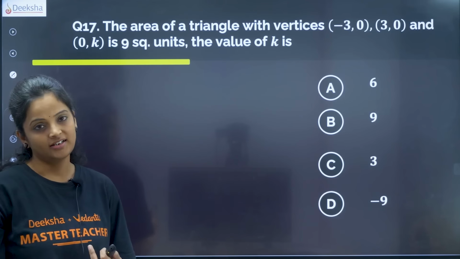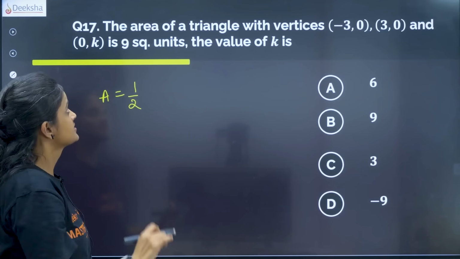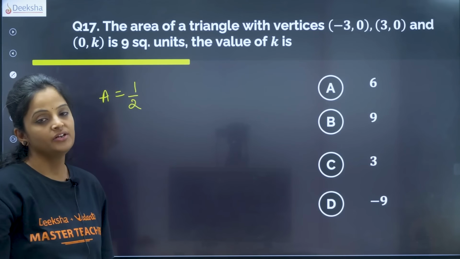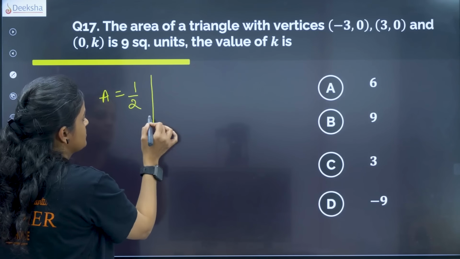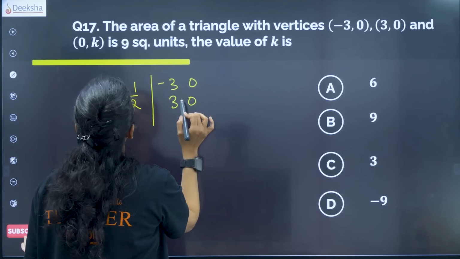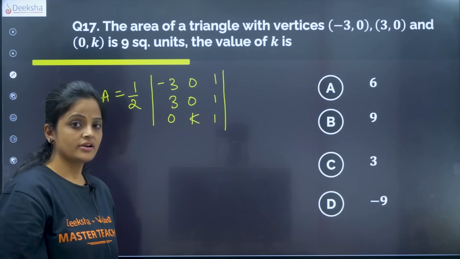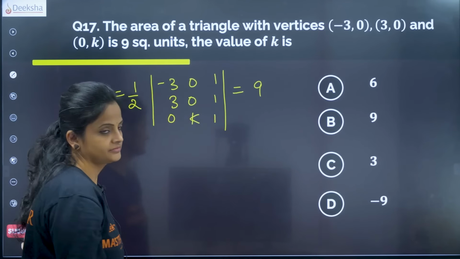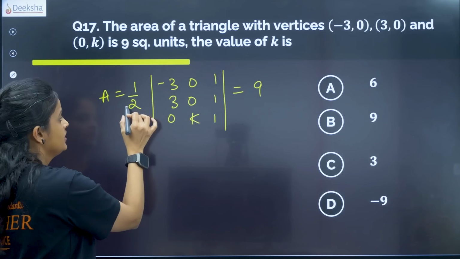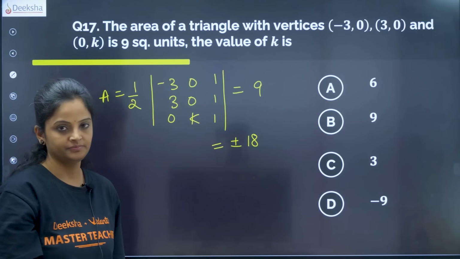The area of triangle, easy one, right? You have done this in your NCERT for 2 marks. Area of a triangle, when the vertices are given and area is given as 9, you have to find the value of k. So first comes the determinant, minus 3 0 3 0 0 k. Last column will be 1 1 1 and area already they have given as 9. Now expand this determinant, equate that to the area they have given, and 2 will go to the other side. I have plus or minus 18 this side, right?